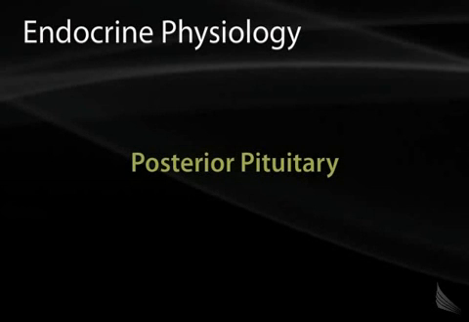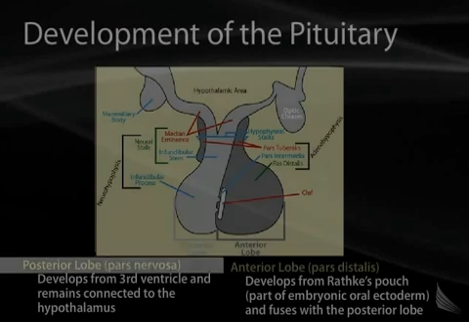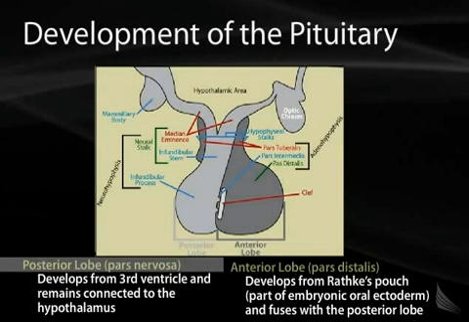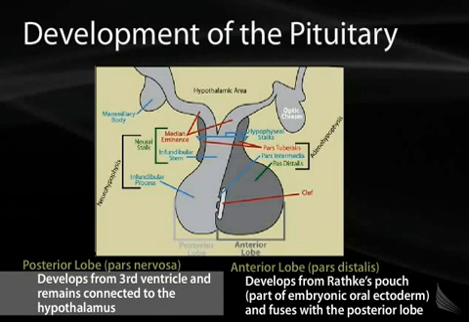So in this section, we'll be covering some details about the hormones secreted from the posterior pituitary. In this slide, as you will see, it's a schematic of the pituitary gland. If you recall from embryology, the pituitary gland is actually derived from two parts. The posterior lobe is formed and developed from the third ventricle, which remains connected to the hypothalamus.